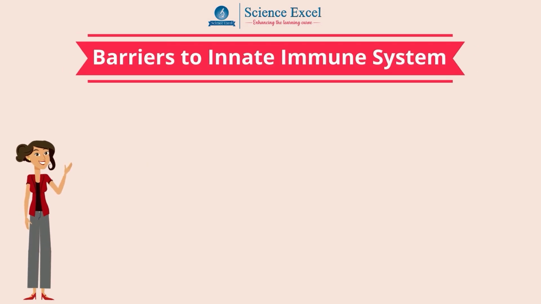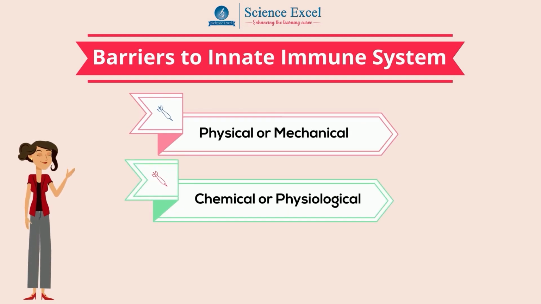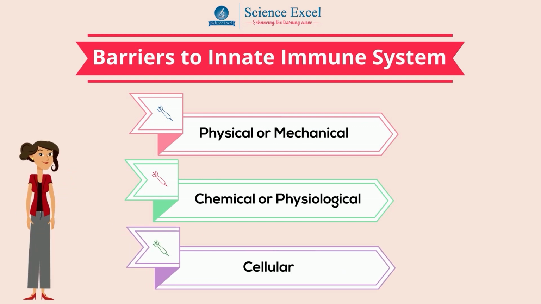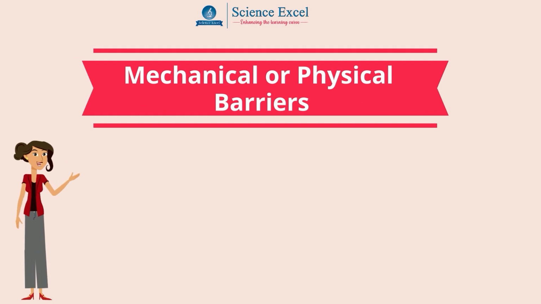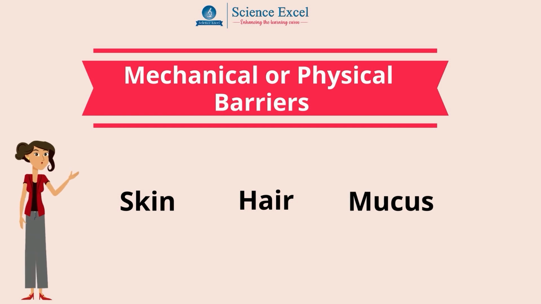Innate immune system involves barriers that prevents pathogens and harmful materials from entering the body. These include the physical or mechanical barriers, the chemical or physiological barriers, and the cellular barriers. Mechanical or physical barriers physically block pathogens from entering the body. These include the skin, hair, mucus, etc.